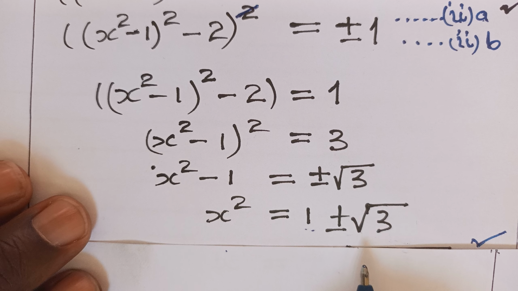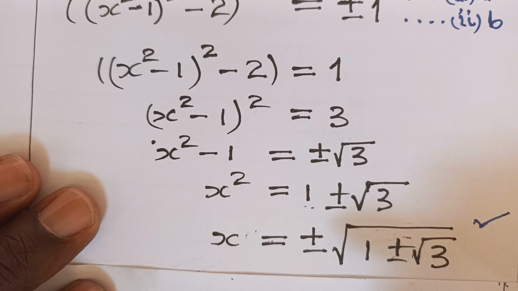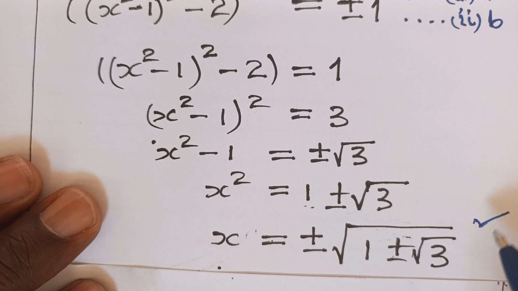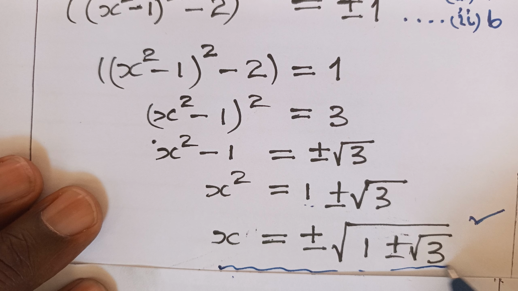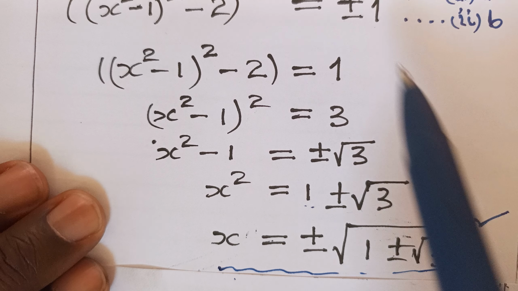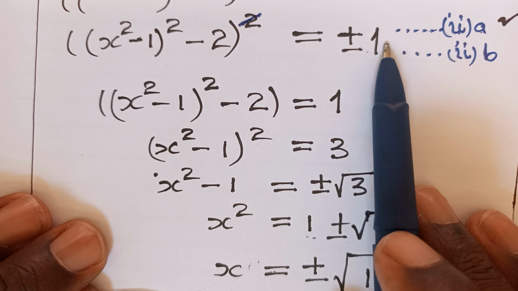And now I can take the square root. Taking the square root, this is what I'm going to find: x equals plus or minus square root of 1 plus or minus square root of 3. So this is my second solution. You can now take the negative 1 and see what you get as your solution.